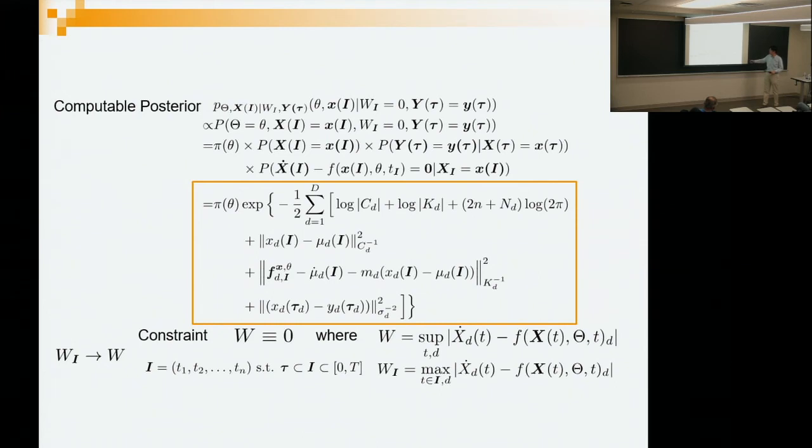And what is this part? This part comes from observation. You have a measurement noise. And of course, you have a normalizing constant. So that's essentially what's going on.